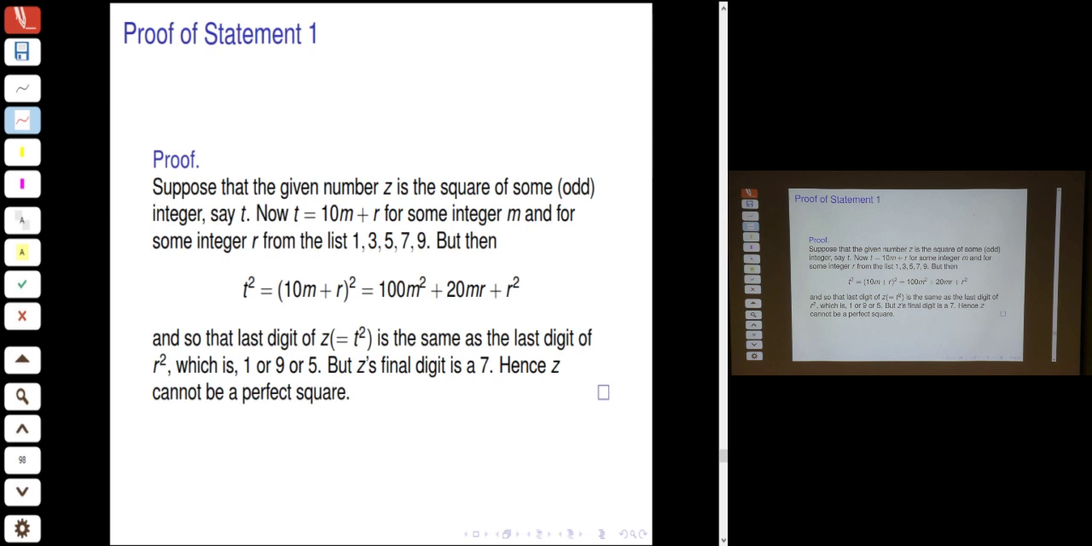So therefore, the last digit of z, which is t squared, is the same as the last digit of r squared. Now r squared, we just calculate, is either 1 or 9 or 5. But z's final digit is 7. So therefore, z cannot be a perfect square. Okay.